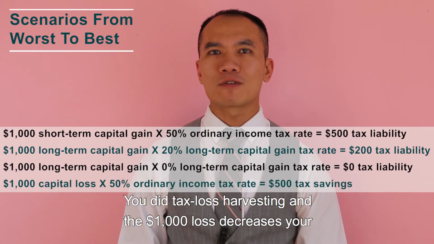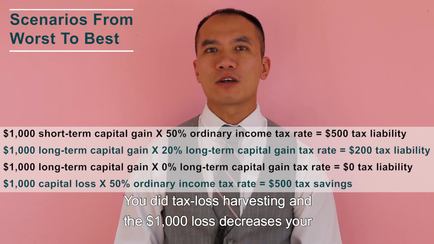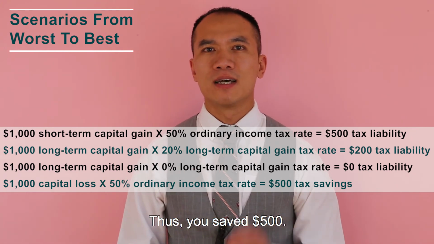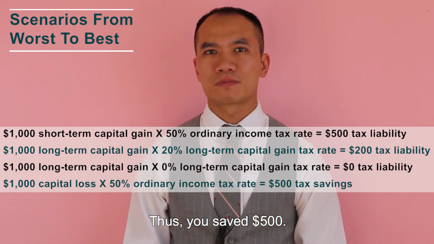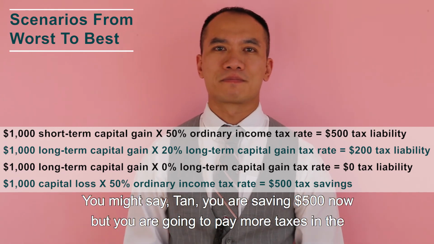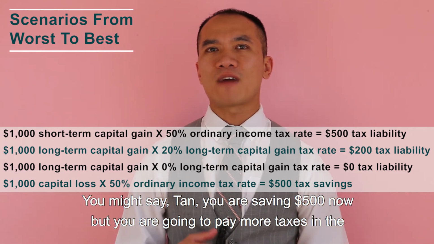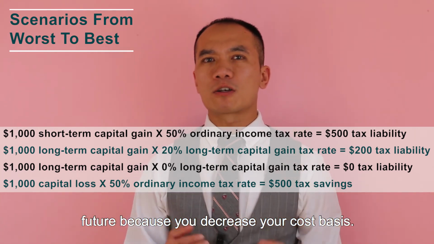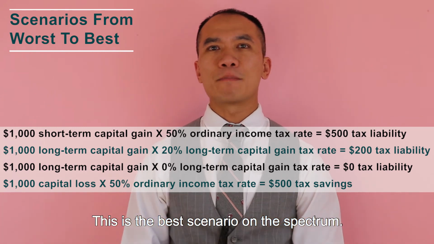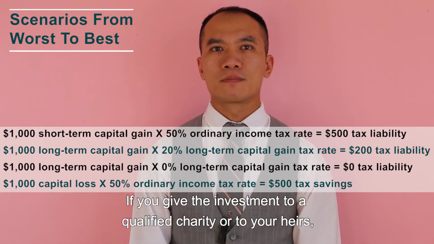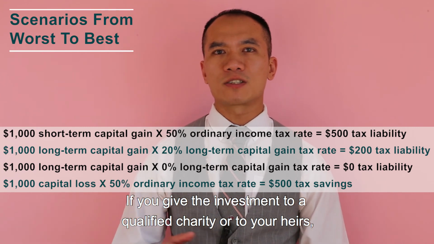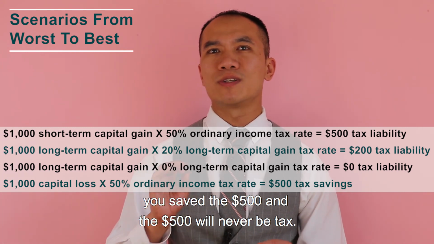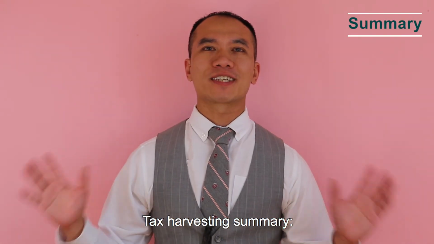You did tax loss harvesting and the $1,000 loss decreases your taxable income at the highest rate, which is about 50%. Thus, you save $500. You might say, hmm, you are saving $500 now, but you are going to pay more taxes in the future because you are decreasing your cost basis. This is the best scenario on the spectrum. If you give your investment to a qualified charity or to your heirs, you save the $500 and the $500 will never be taxed.